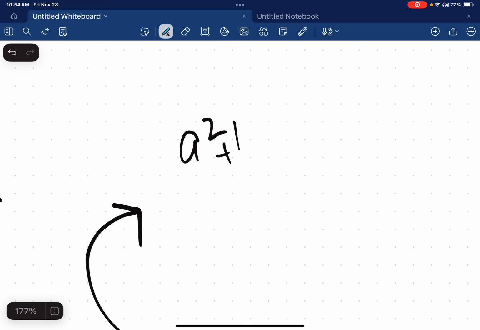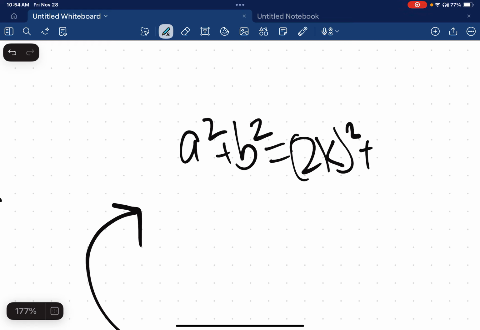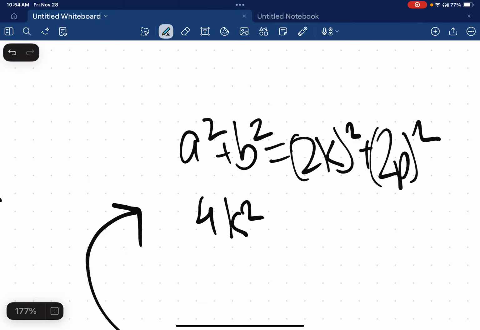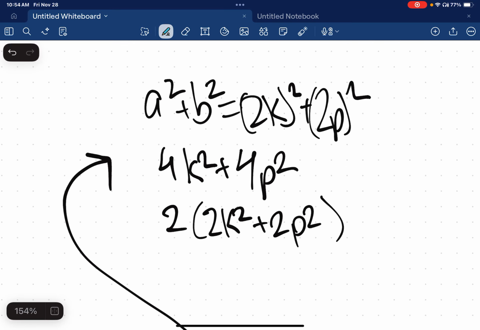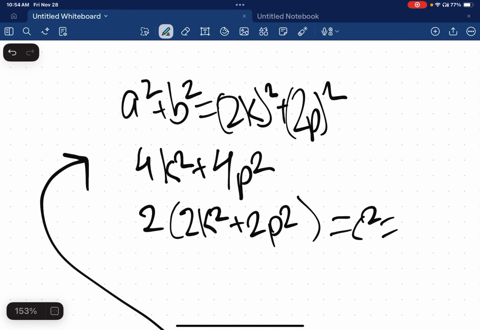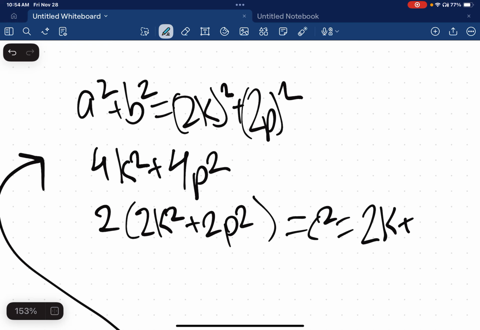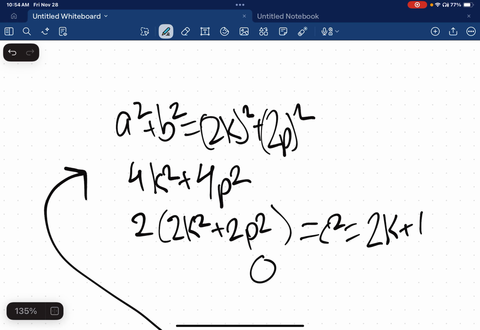So let a squared plus b squared be equal to 2k squared plus 2p squared, which is equal to 4k squared plus 4p squared. And after factoring a 2 from each one of these, oh, did you look at that? Once again, we got an even number, even though we know that c squared is going to be equal to an odd number. And that is another contradiction, and that is our final QED.